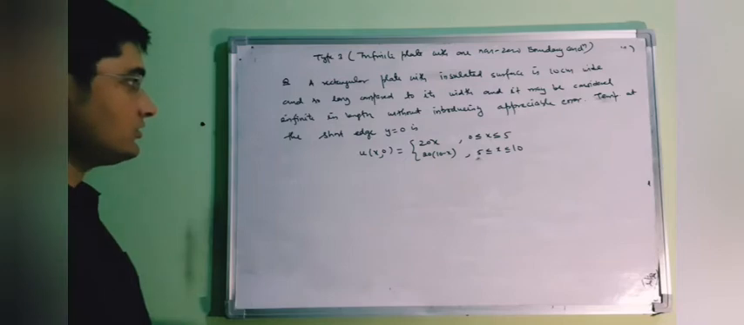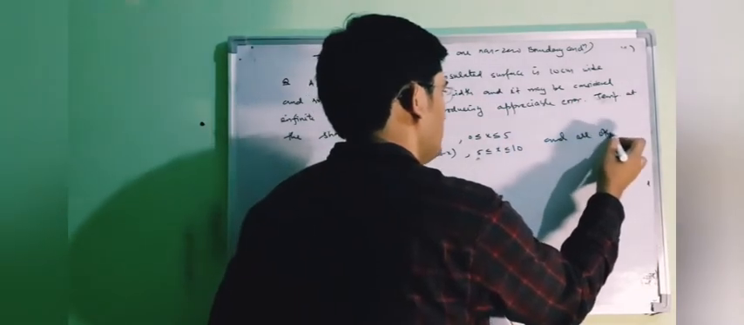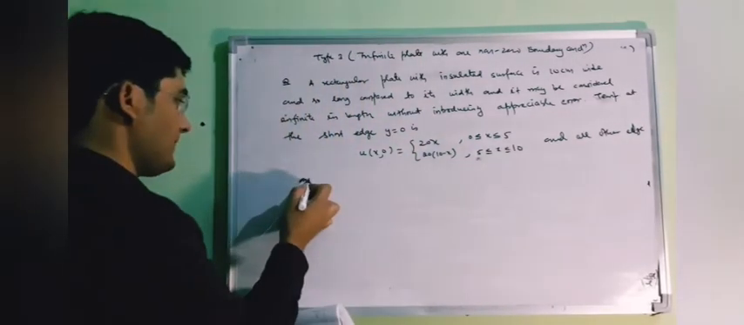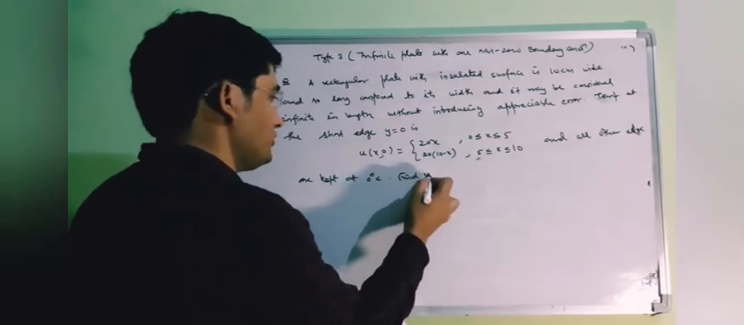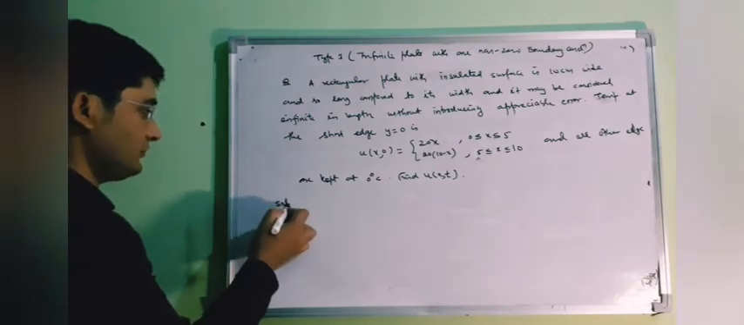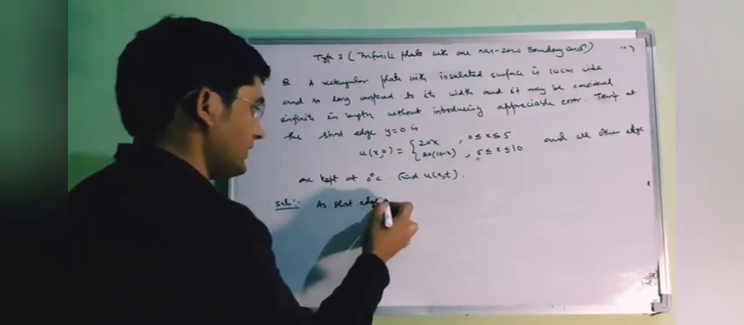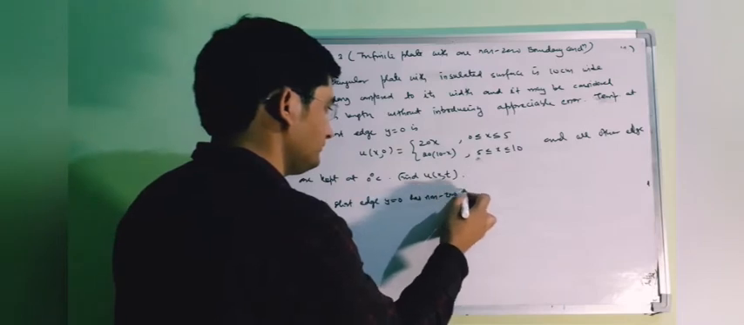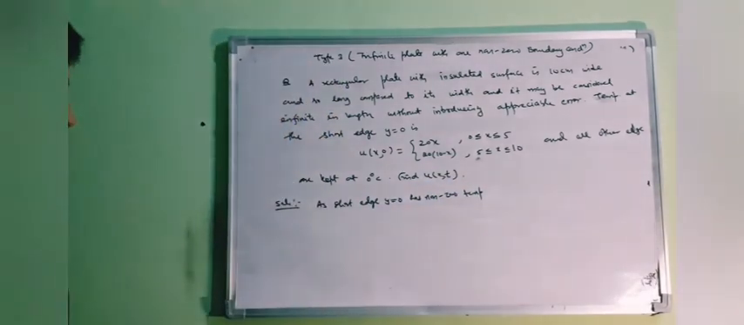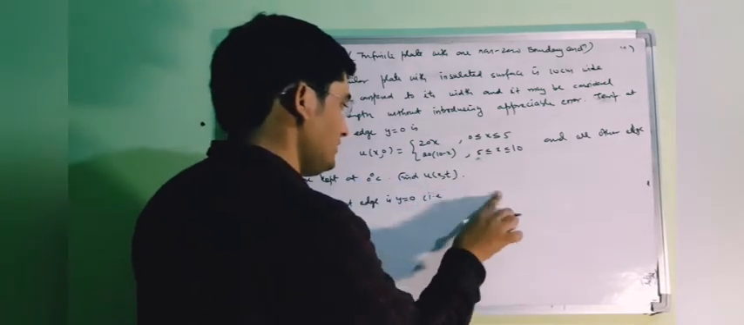So the length of the short edge is this one, and all the other edges are kept at 0 degree centigrade. Find the temperature u(x,t) at any point and subsequent time. So solution, here you can see that your short edge, that means y equal to 0, has non-zero temperature, so as your short edge is y equal to 0, that means that is your x-axis.